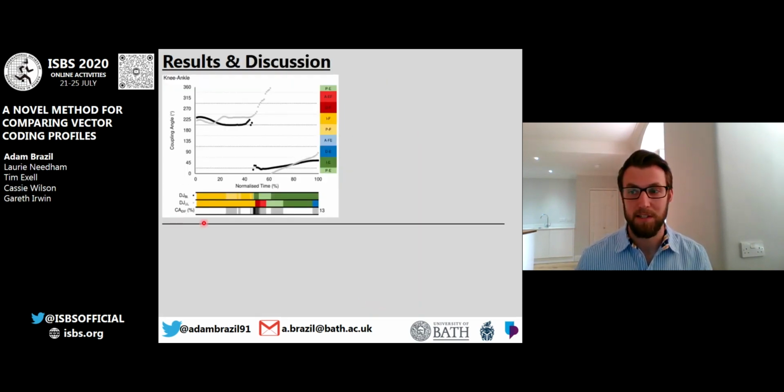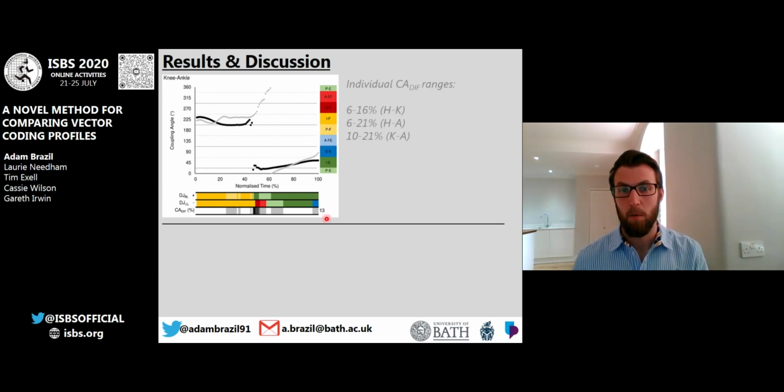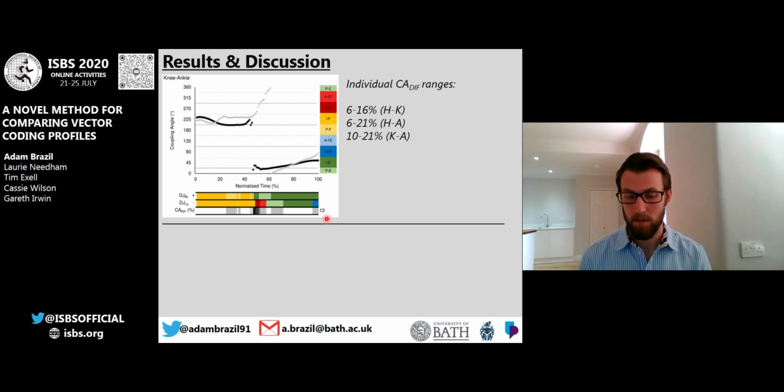So this is what it looks like from a results perspective. We can see the difference score shading across the bottom, and for this example we can see large differences around mid-contact between the transition of in-phase flexion to in-phase extension, with an overall difference of 13%. And we calculated that on an individual basis and saw a range between 6 and 21% difference scores.